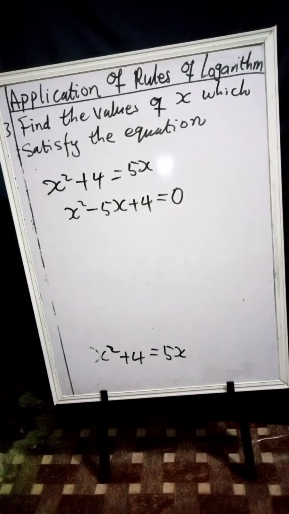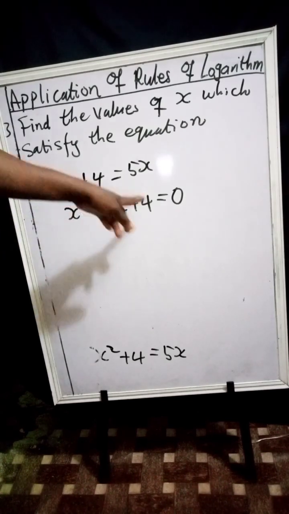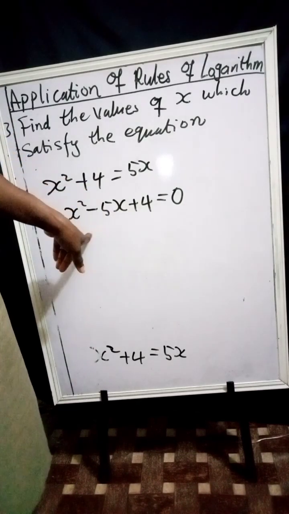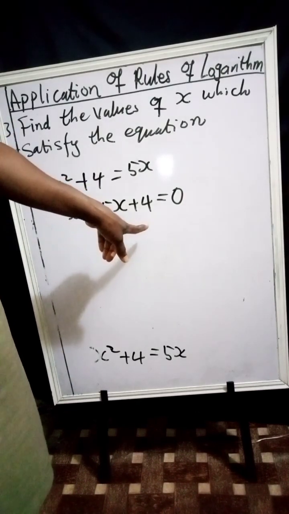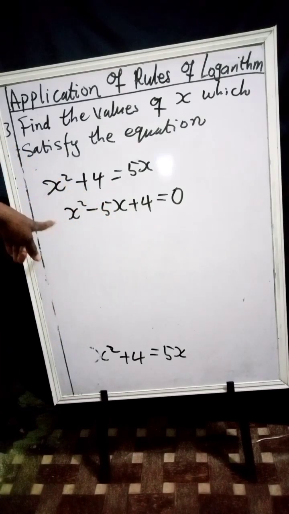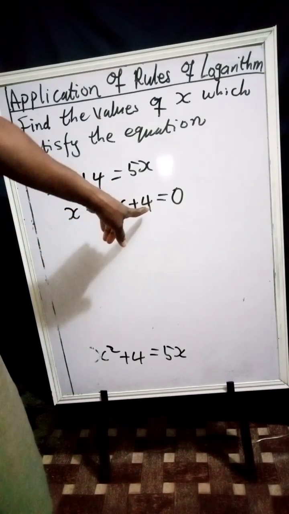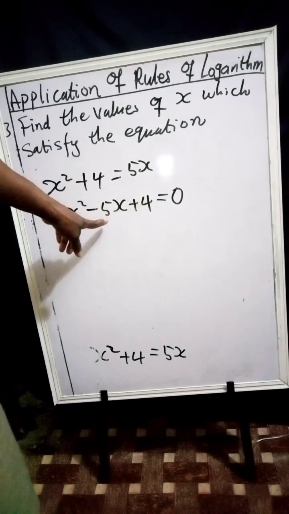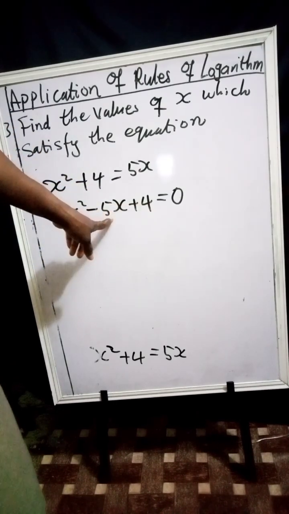Now at this point, what do we have to ask ourselves? What are the two numbers that when we multiply them together we get positive 4, but when we add them together we get negative 5? Those numbers should be what? Negative 1 and negative 4. Negative 1 multiplied by negative 4 will give us positive 4, and negative 1 plus negative 4 will give us negative 5.